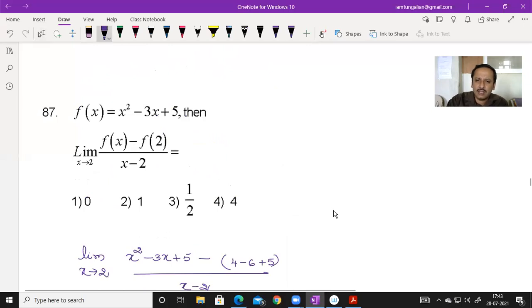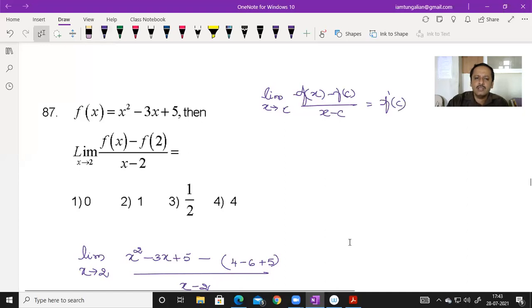Another way is, earlier while explaining differentiability, I told you that limit x tends to c, f of x minus f of c divided by x minus c is equal to f dash of c. So limit x tends to 2, f of x minus f of 2 divided by x minus 2 is nothing but f dash of 2.